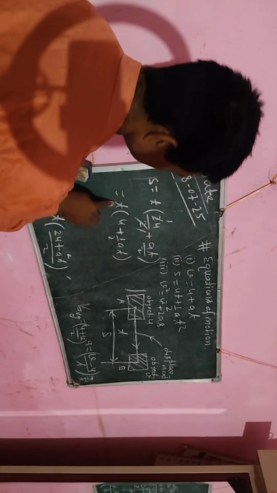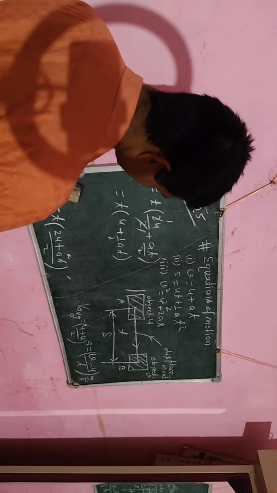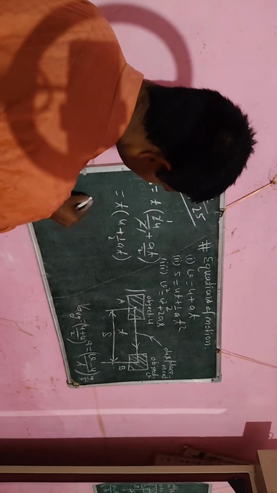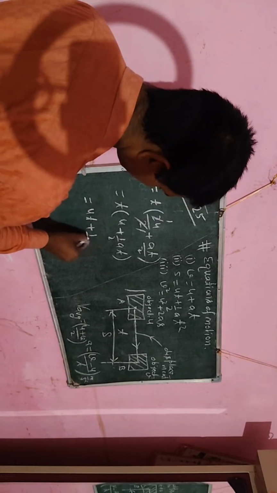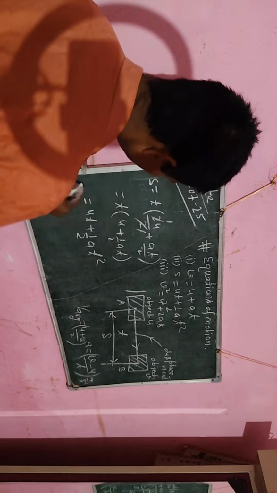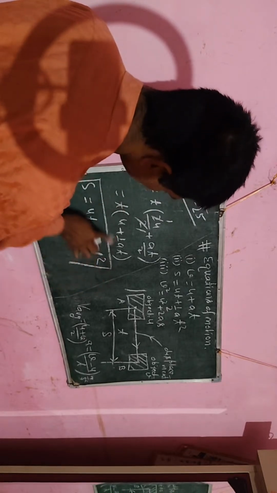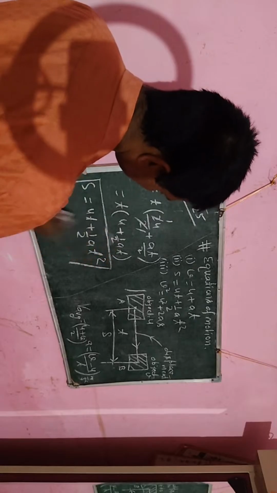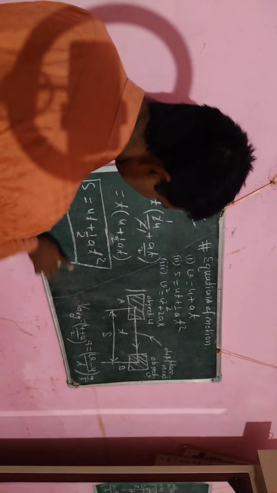Now t is multiplied with this term and t is also multiplied with this term. After multiplying, I write u into t plus half acceleration a into t square. On the left hand side s is given, so s is equal to ut plus half at square. This is the second equation of motion.